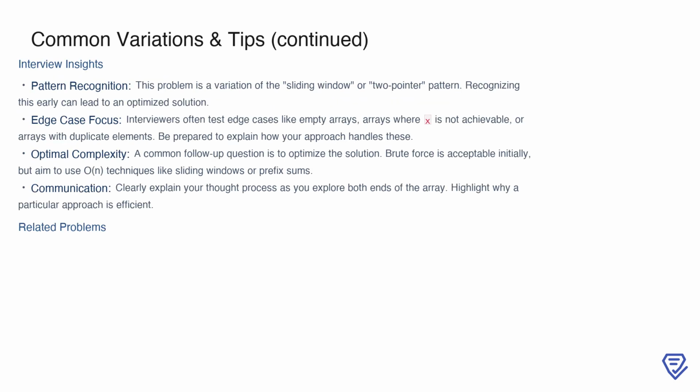This problem often comes up in interviews, so it's important to recognize its underlying patterns. It's essentially a variation of the sliding window or two-pointer technique. Identifying this early will help you craft a more efficient solution. Interviewers also tend to test edge cases, such as empty arrays, scenarios where X is unachievable, or arrays with duplicate elements. It's crucial to demonstrate how your approach handles these.